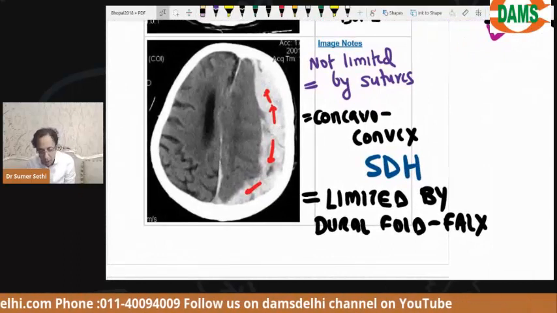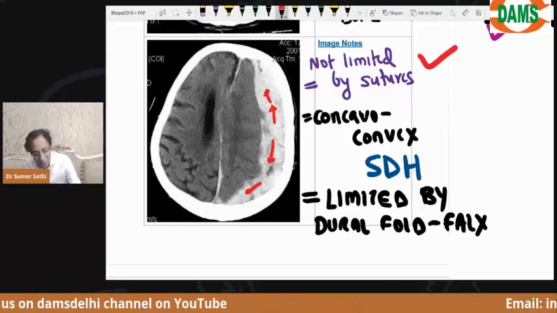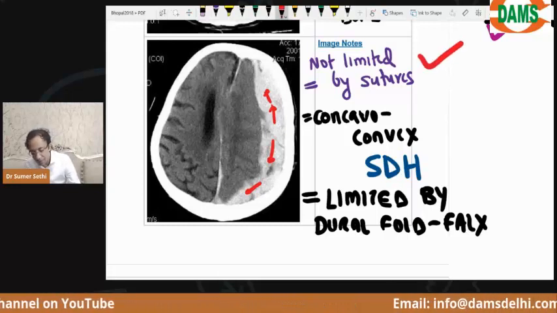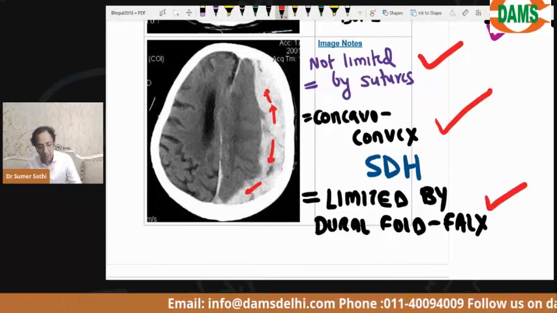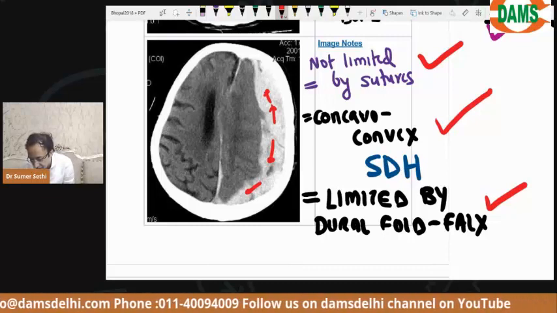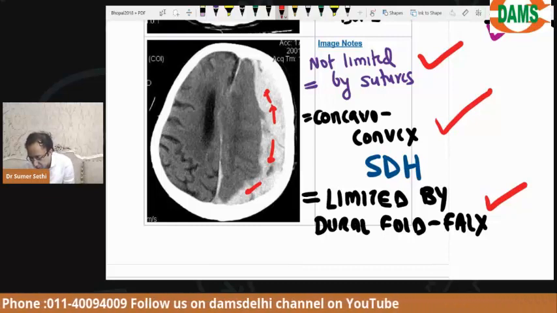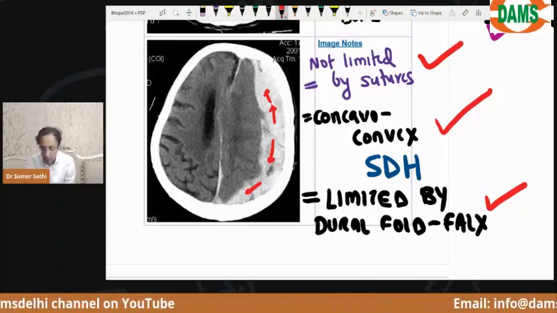Subdural hematoma, remember, is not limited by skull sutures, concavo-convex in shape, but it cannot cross the midline because it is limited by falx cerebri. Okay, I'm repeating the subdural hematoma again. Everybody okay?